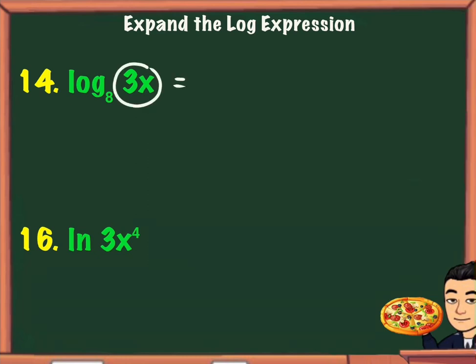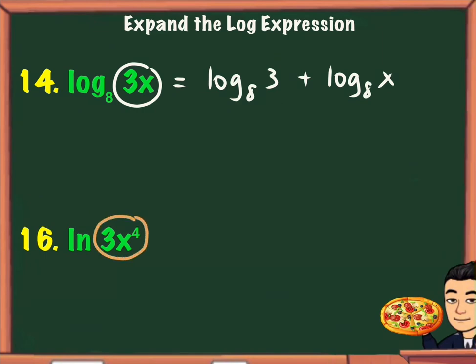So when you're expanding it, you can rewrite this as log base 8 of 3 plus log base 8 of x. For number 16, if you look at the argument, this is 3 multiplied by x to the 4th power, so we can expand it as natural log of 3 plus natural log of x to the 4th power. So using the power property, the exponent gets brought to the front to become the coefficient. So let's go ahead and erase this. So now 4 is the coefficient, and that's your answer.